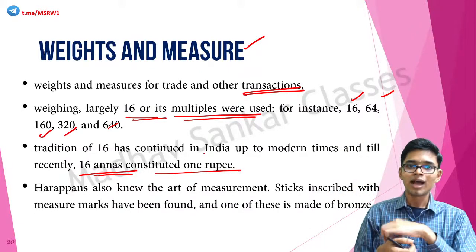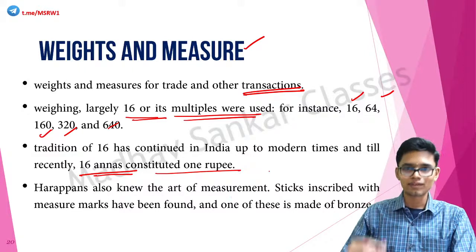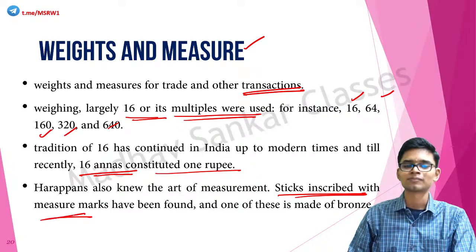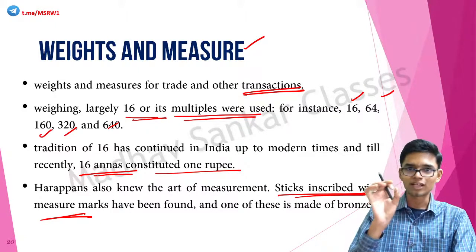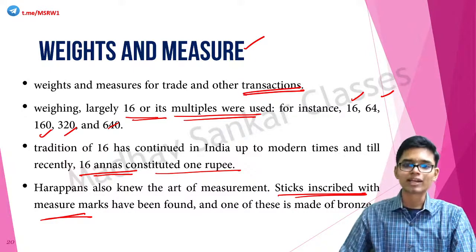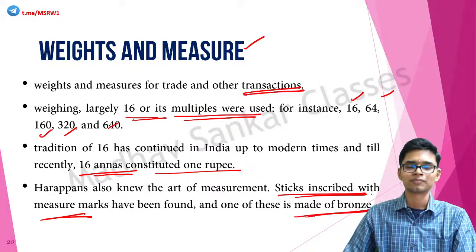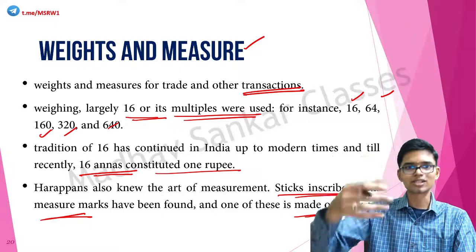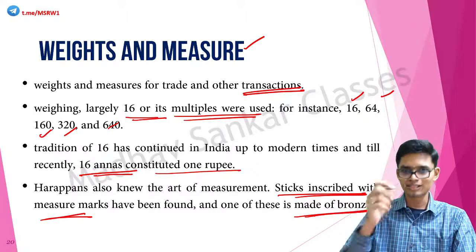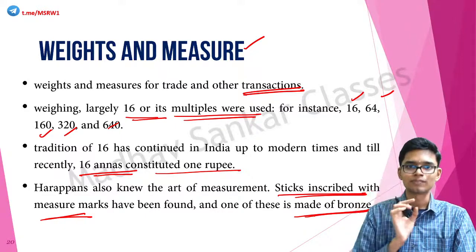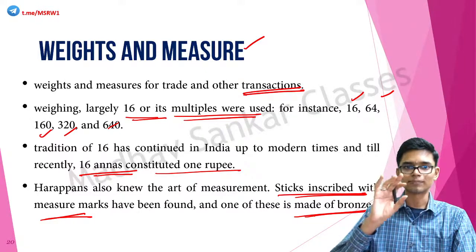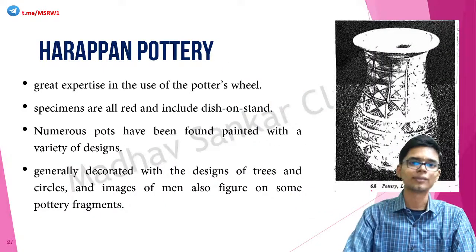Harappans knew the art of measurement also. The best example to prove this is the finding of sticks inscribed with measures. We have found plenty of sticks inscribed with certain measurement markings, and one of these was found made of bronze. There could have been simple wooden sticks, but all that would have disintegrated a long time back. But we find certain such measuring yards made of bronze which have survived over time. When historians came across these, they understood that there was a proper measurement system during Harappan times.